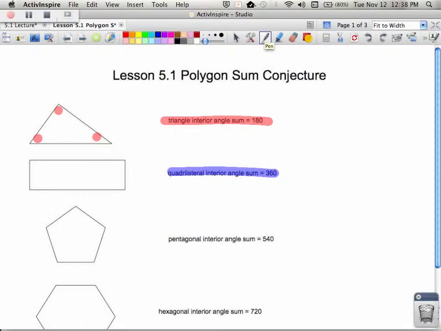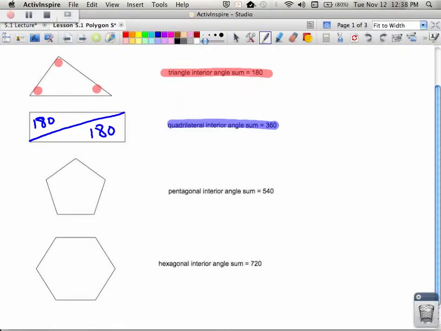The reason, if you look at it, is we can create two triangles. In one of the triangles we have 180 degrees, and in the other triangle we have 180 degrees, for a grand total of 360. If we continue with this idea, we notice that if we split a pentagon into triangles, we see a total of three triangles: 180 in the first, 180 in the second, 180 in the third, and if we add up the 180s, that would be a grand total of 540 degrees in that pentagon.